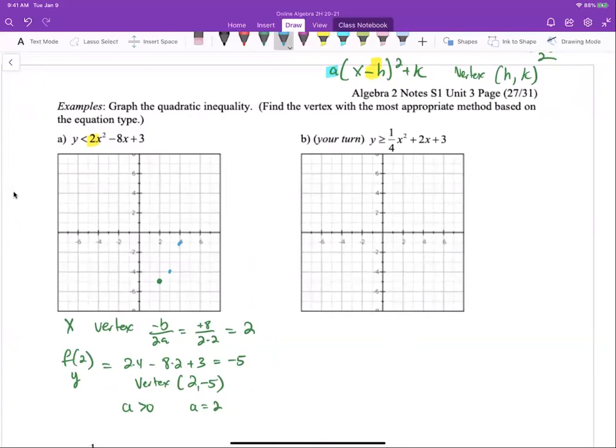But in this case, each output is going to be multiplied by 2. So instead of going over 1, up 1, I'm going to go over 1, up 2. Instead of going over 2, up 4, I'm going to go over 2, up 8, which gives me a positive 3. And I would do the same on the other side. Okay, and we would then notice that we have y is less than, so we have a dotted line, not a solid line.